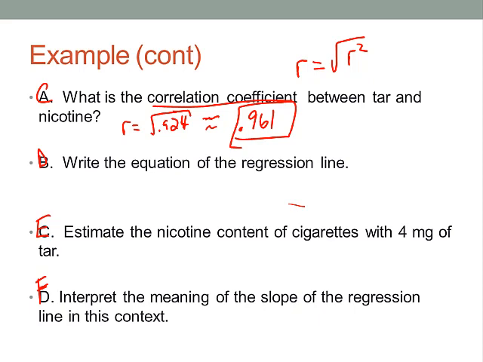So write the equation of the line. Before I do that, I need to comment. Whenever we take the square root of both sides, I need to take into account plus or minus. This could have been negative, but if you looked at the plot, it was obviously going in the positive direction, so I probably should have said that. Okay, part D, write the equation of the regression line.